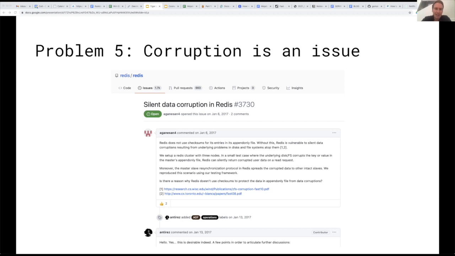And basically, again, it's not only if the storage device fails, you've got these silent failures of corruption that aren't dealt with. So here the student is saying there's no checksums in Redis, and Anti-Res, a brilliant developer, is saying that would be desirable, but it's not there.